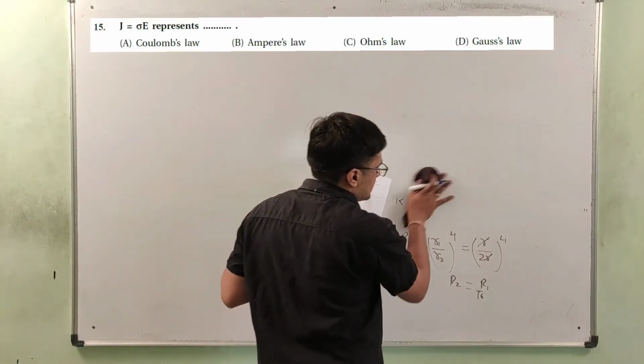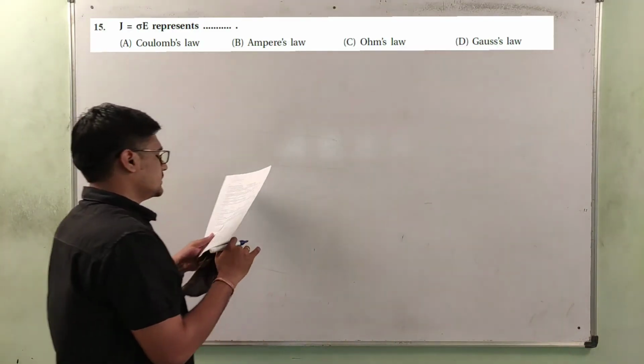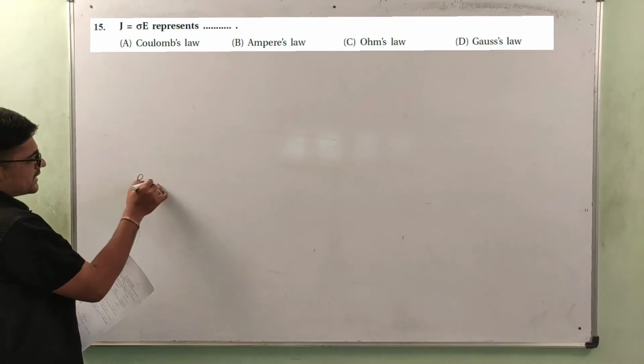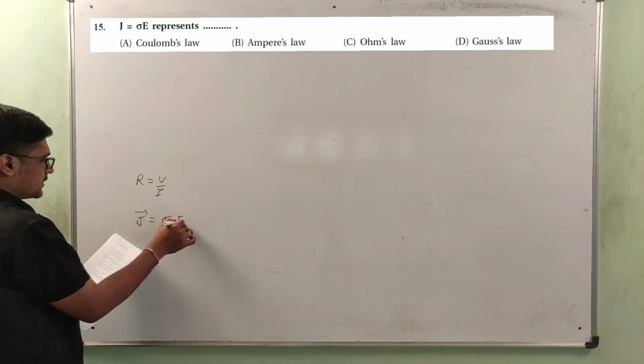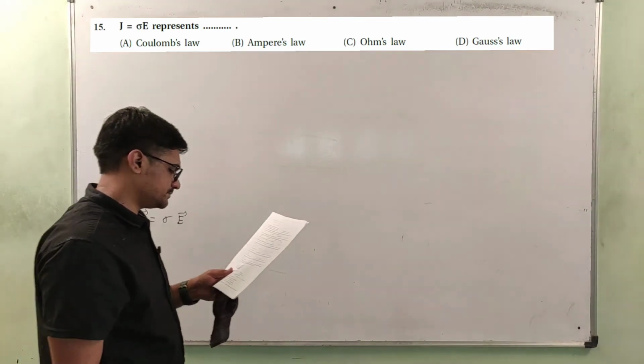J is equal to sigma E represents the vector form of Ohm's law, while the scalar form of Ohm's law is R is equal to V by I. So this represents Ohm's law.